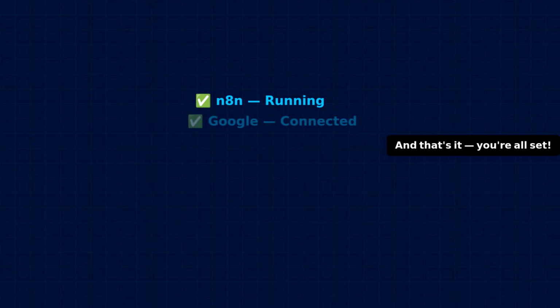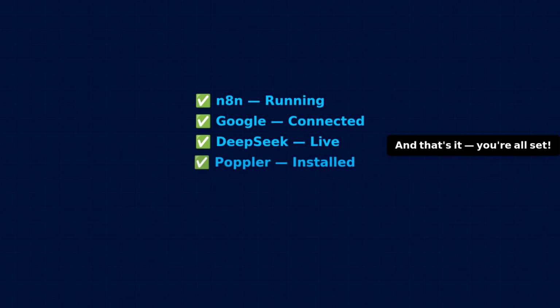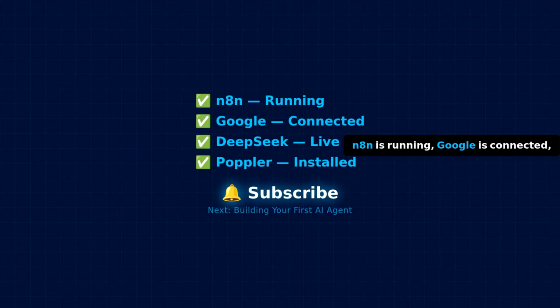Your environment is now complete. n8n is running locally. Google is connected. DeepSeek is live. Poppler is installed and ready to process PDFs. Everything we've set up in this video exists for one reason: to power the automation we build next. And in the next video, that's exactly what we do. We take all of this and build our first real AI agent workflow from scratch.